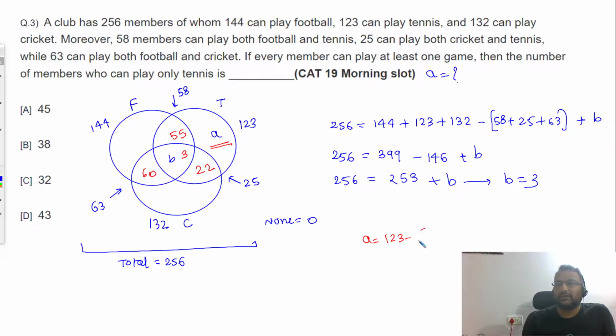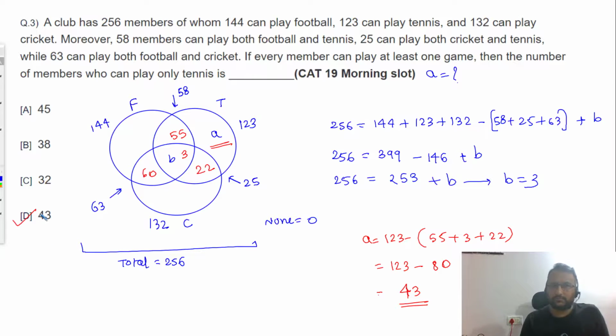From 123 you need to subtract 55 plus 3 plus 22. From 123 we need to subtract 77 and 3 is 80. This subtraction is equal to how much? 43 is the answer to this question.